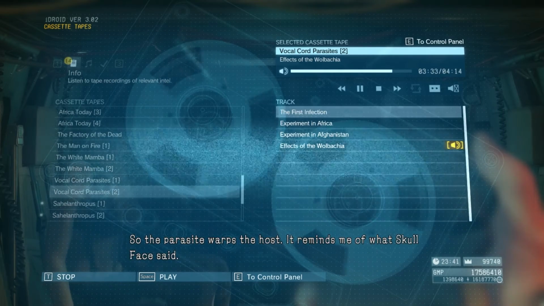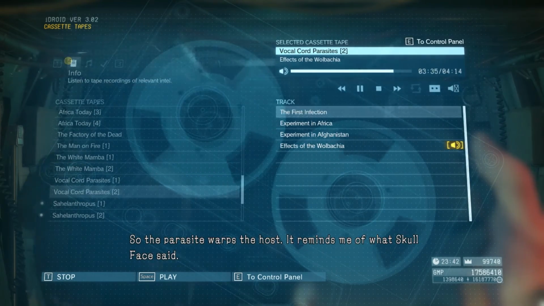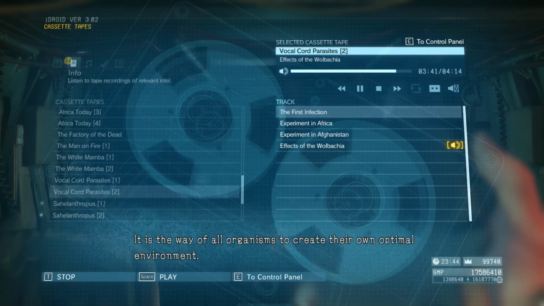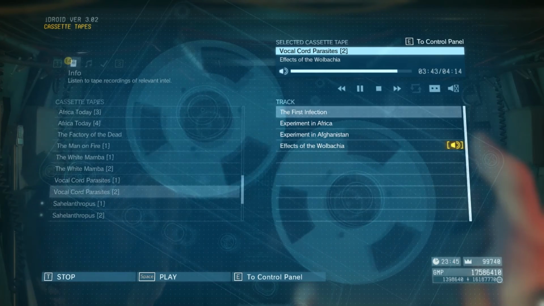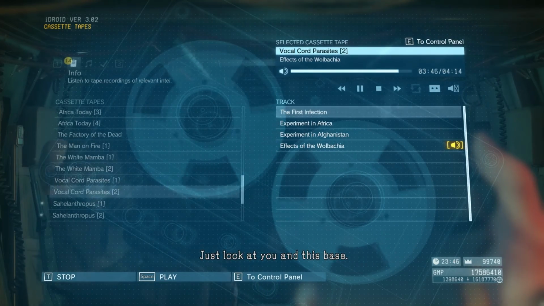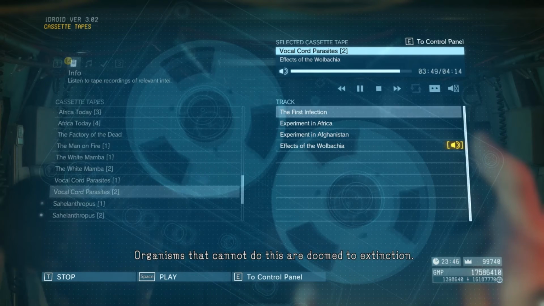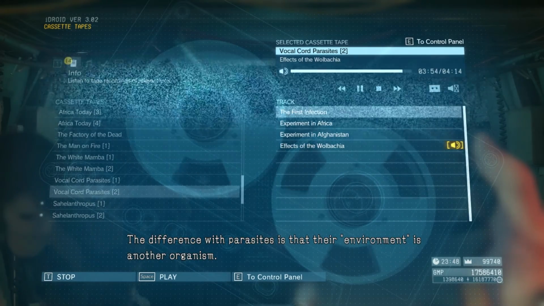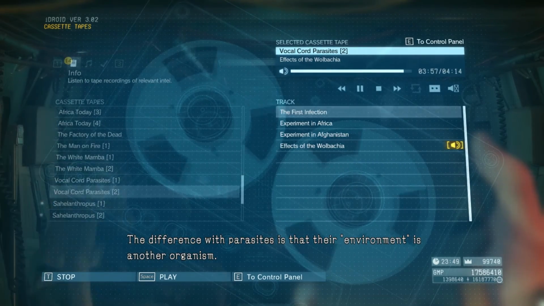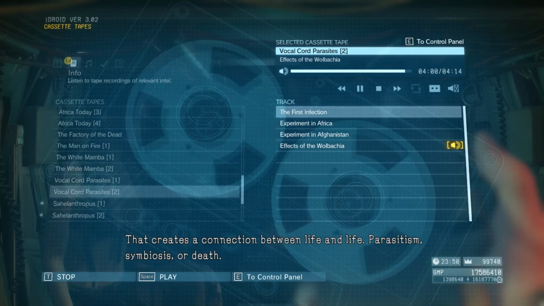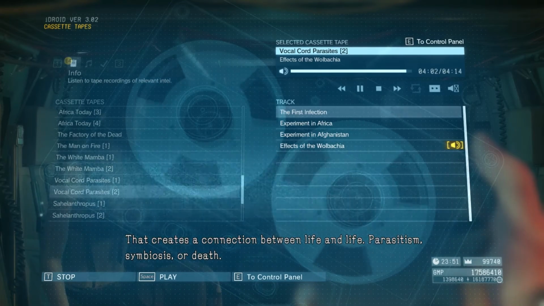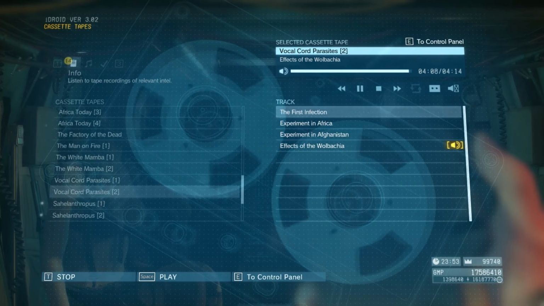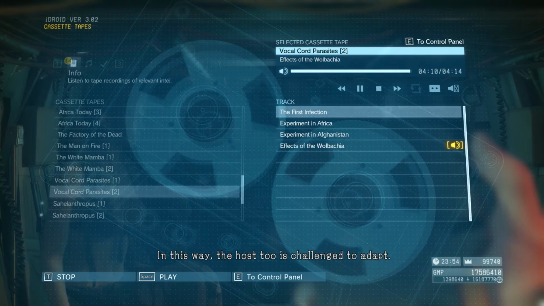So the parasite warps the host. Reminds me of what Skullface said. It is the way of all organisms to create their own optimal environment. Just look at you and this base. Organisms that cannot do this are doomed to extinction. The difference with parasites is that their environment is another organism. That creates a connection between life and life. Parasitism, symbiosis, or death. In this way, the host too is challenged to adapt.